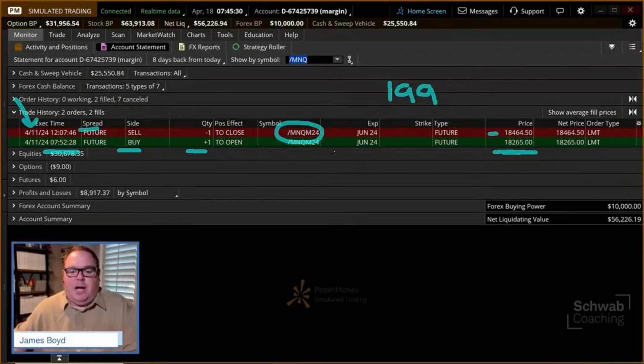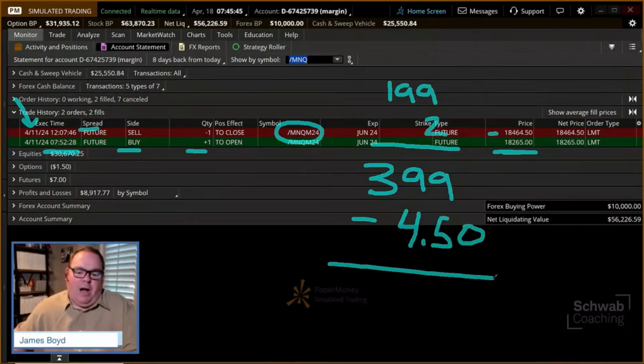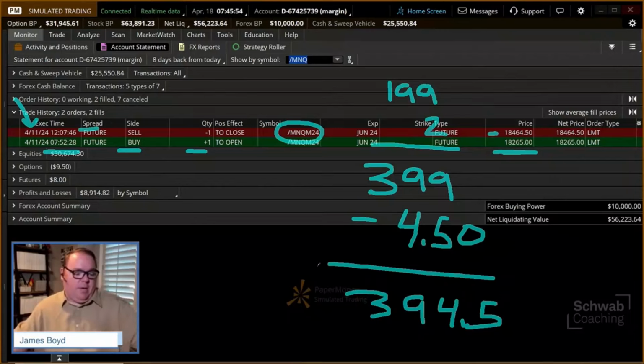We know on a per contract basis of the micro NASDAQ, it's $2. So when we look at gross pre-commission, the gain was $399. Less the commission, $2.25 to get in, $2.25 to get out, the net profit on that was $394.50. The point is each week we want to look and see what happened to the trades, plus and minus. Since last week, these two trades were really $615 combined post-commission.